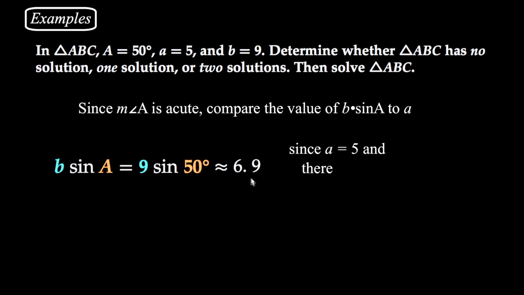Well, a is less than that, so a is not long enough, so we're not going to have a solution, right? Since a is less than b sine A, and b sine A was the height of the triangle, we can't even make a triangle.